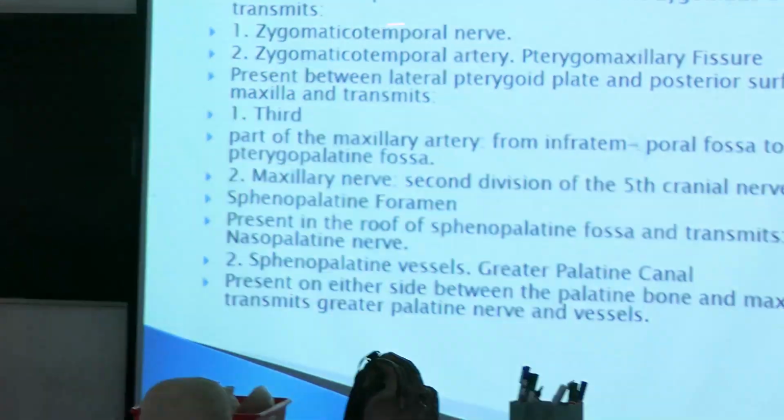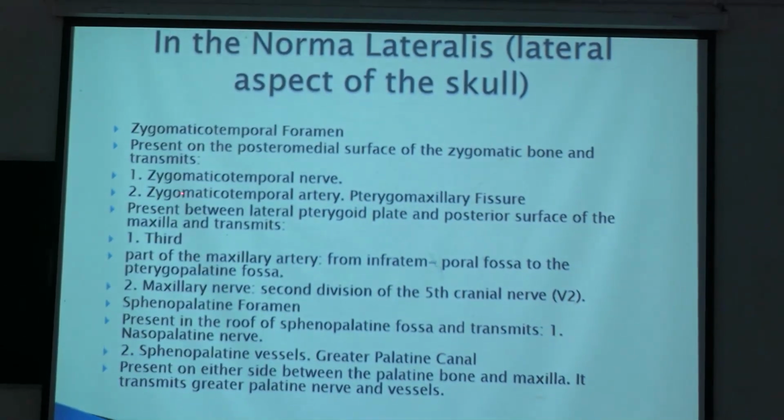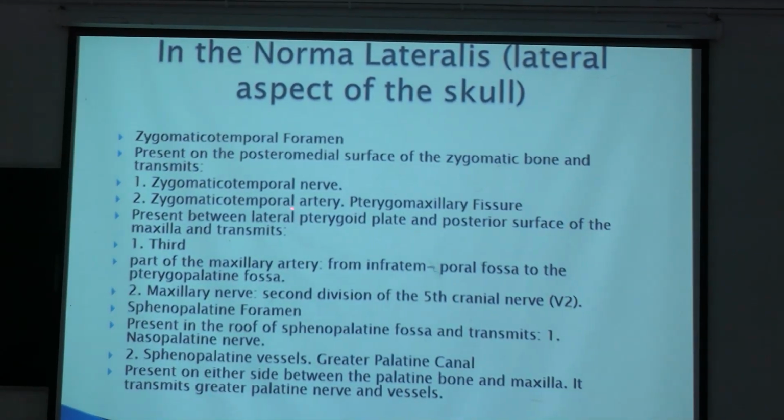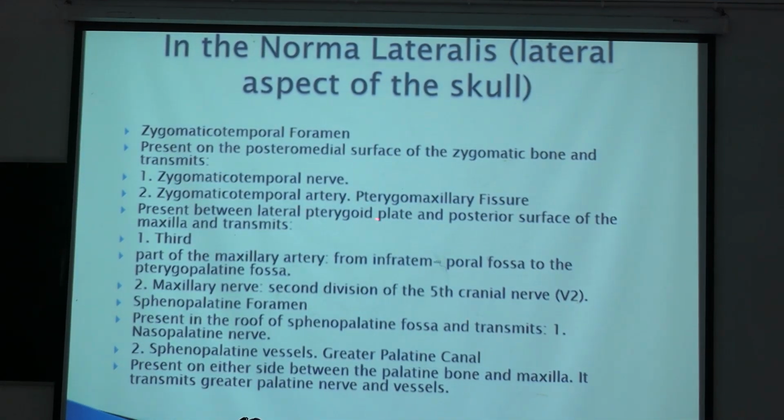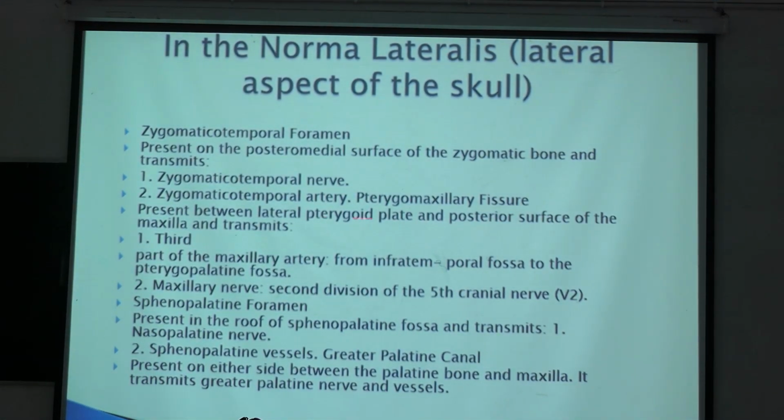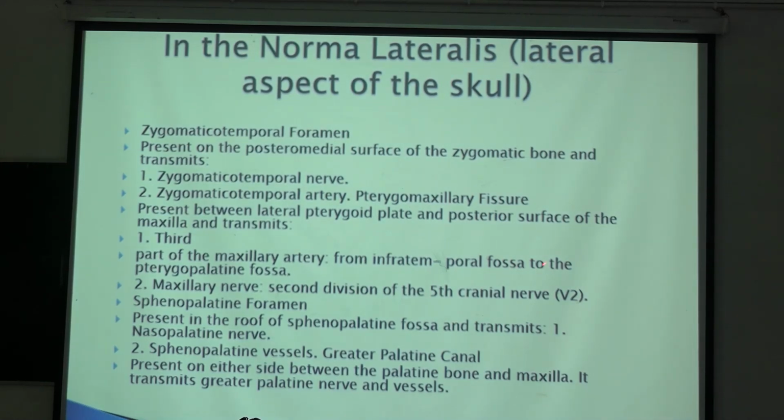Norma lateralis, the lateral aspect of the skull. The zygomaticotemporal foramen is present on the posterior medial surface of the zygomatic bone and transmits the zygomaticotemporal nerve and artery. The pterygomaxillary fissure is present between the lateral pterygoid plate and the posterior surface of the maxilla and transmits the third part of the maxillary artery, connecting the infratemporal fossa to the pterygopalatine fossa.